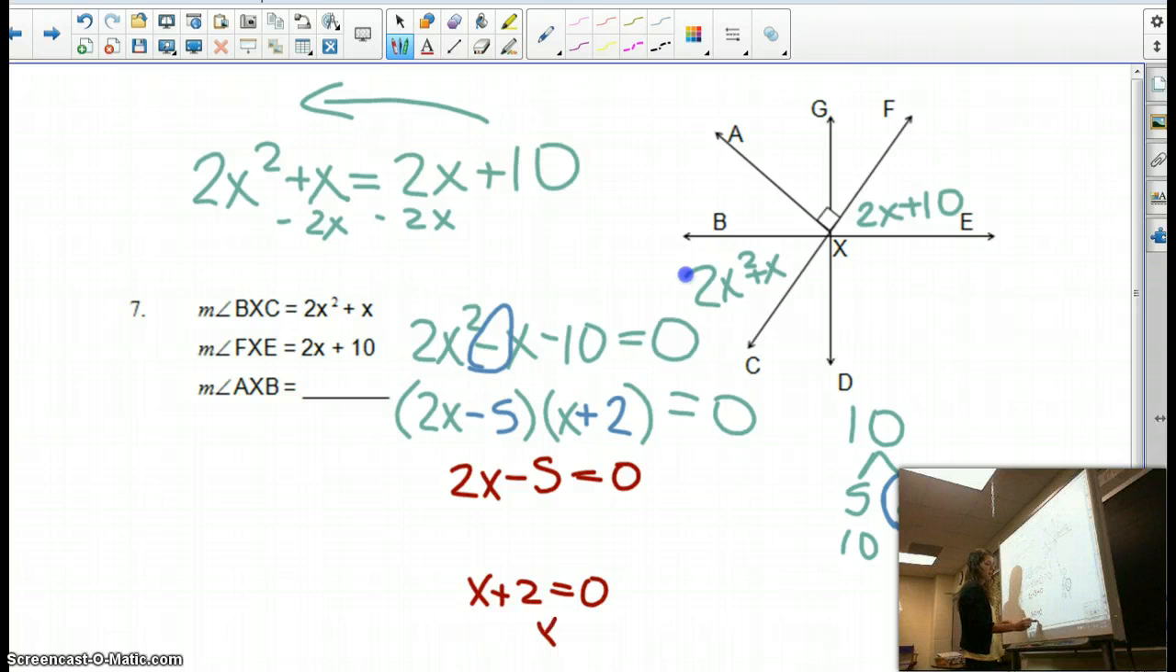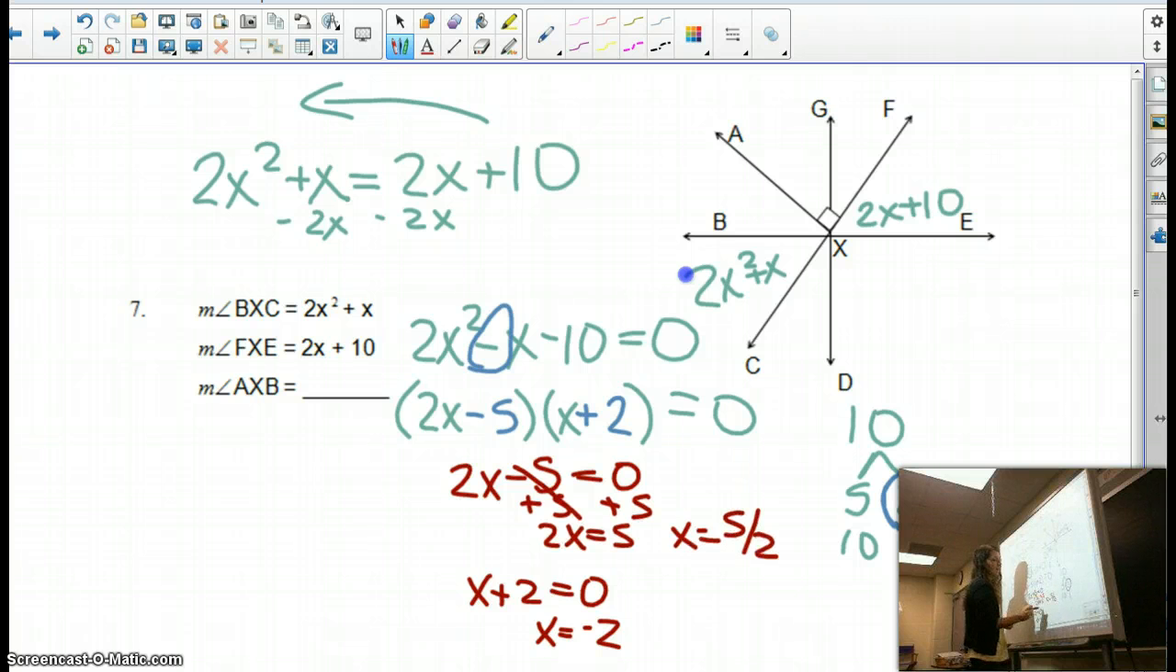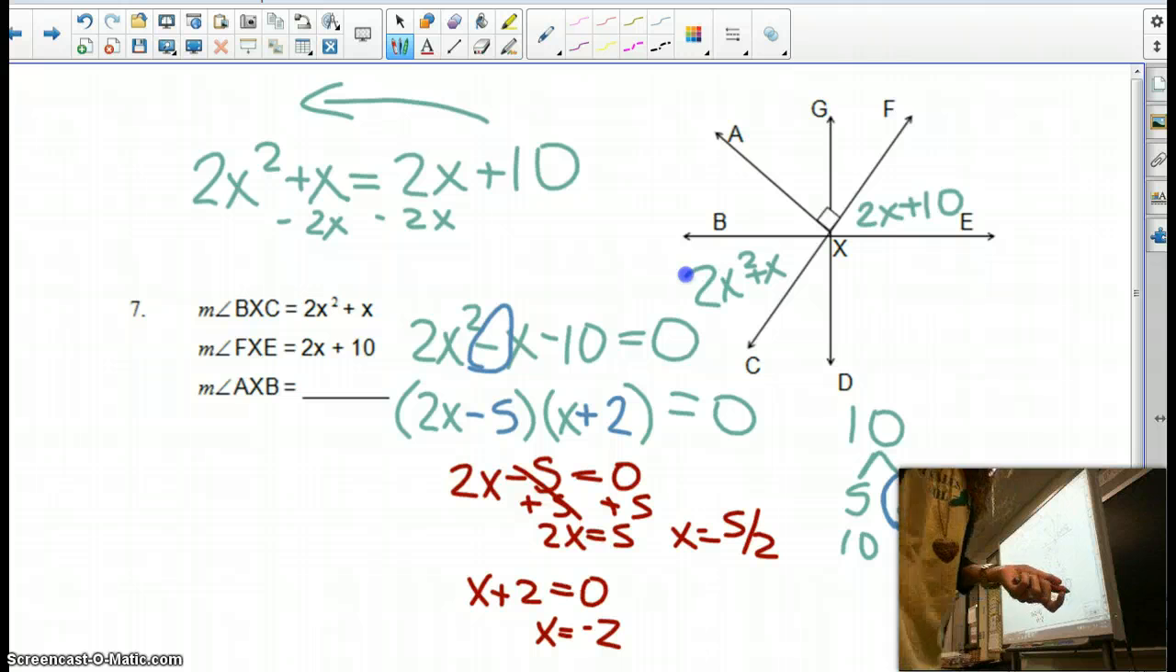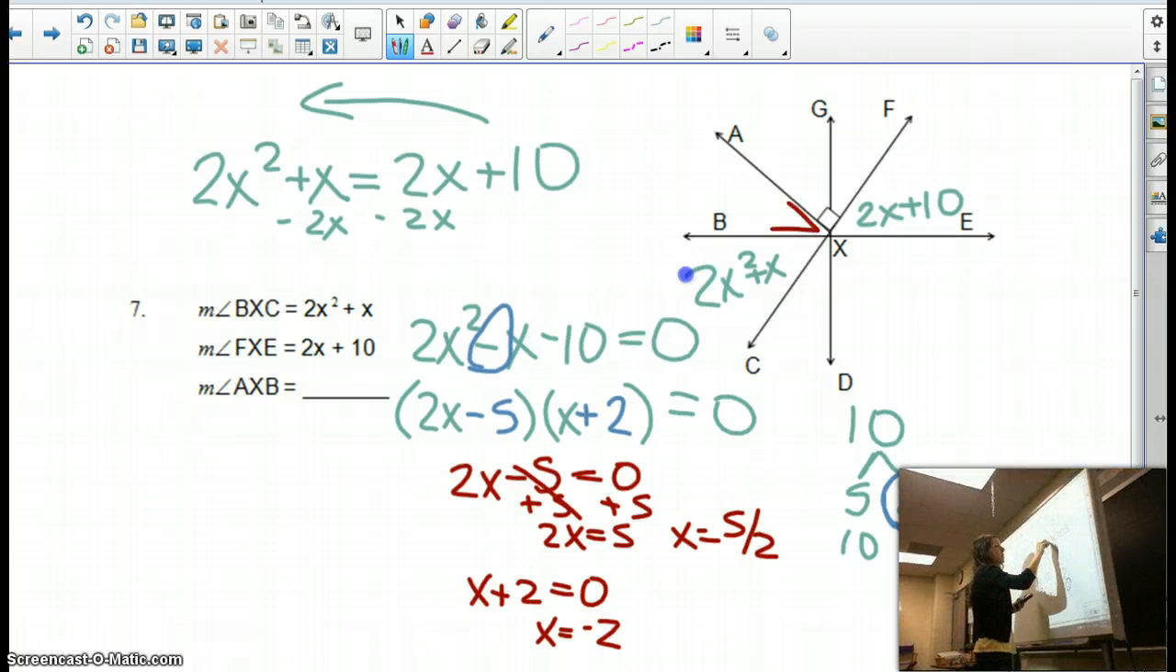Now this bottom one is pretty easy. Subtract 2 from both sides and you get x equals negative 2. This one you need to add 5 to both sides. 2x equals 5. And then you need to divide by 2. X equals 5 halves. So those are my two x values. Then you always need to make sure that when you plug it back in, they both work. So you get your calculator out, and it's looking for AXB. So we're looking for this one right here.